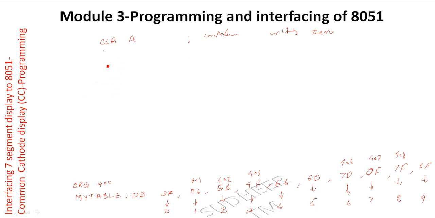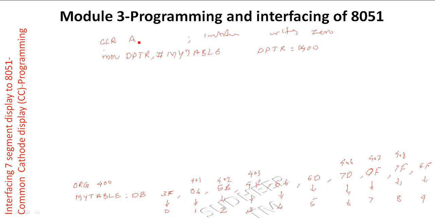Okay, so next, corresponding to the accumulated content, we need to get back the code. So for that we can copy our location 400 to DPTR. The instruction to do so is MOV DPTR, #my table. So what will happen here, my table is from 400. So after executing this instruction, DPTR is equal to 0400.